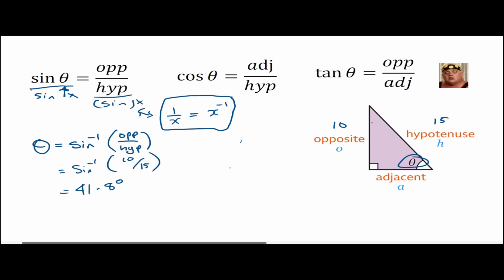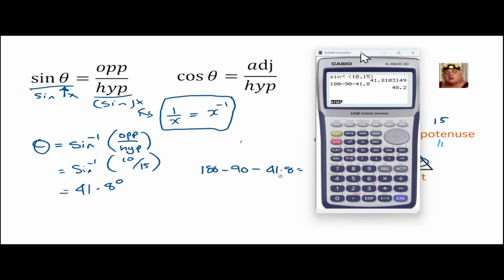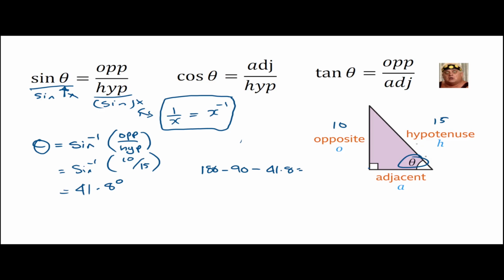And how would we find the other angle? Well, remember, all the angles in a triangle add up to 180 degrees, including right angles. So it's going to be 180 minus 90 for the right angle, minus 41.8. 180 minus 90 minus 41.8, to one decimal place, 48.2 degrees. And that's that.